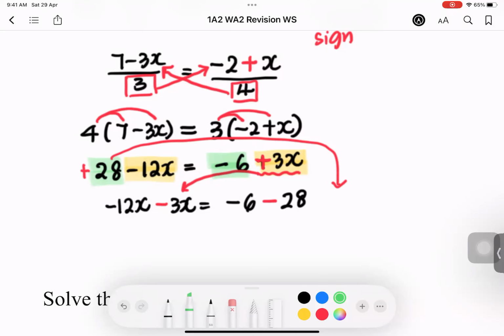Then next person to go to calculation for us. Colleen, negative 12x minus 3x. What do we get? How many x do we get? Colleen, can you repeat the question again? Sorry, this portion, negative 12x minus 3x. Simplify, become? Negative 15x. Yes. Then can you help me decide also negative 6 minus 28, what we get?